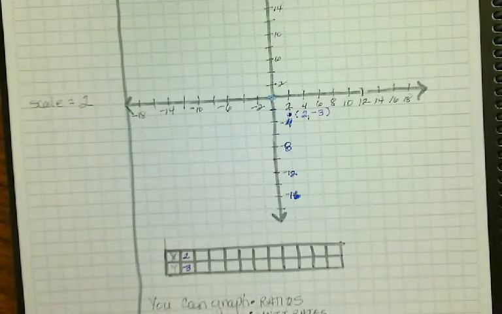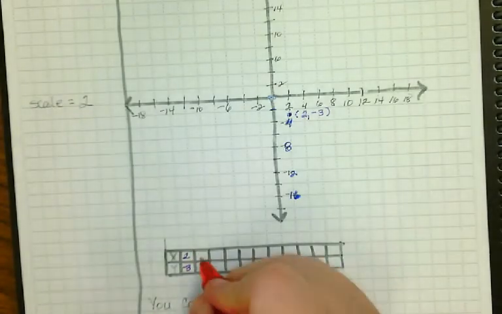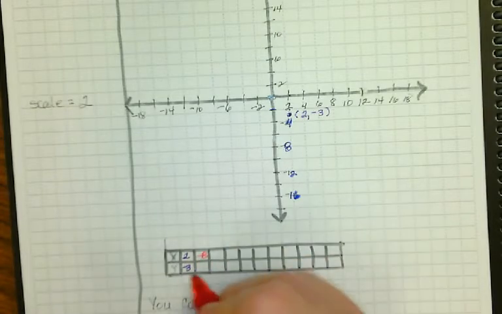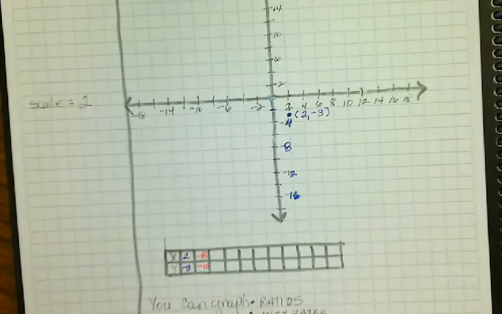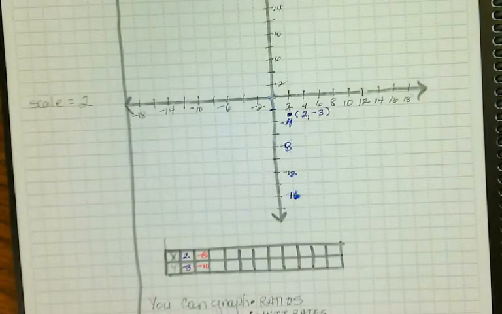Okay, let's switch colors. Let's do -8, -10. Okay, -8, -10.